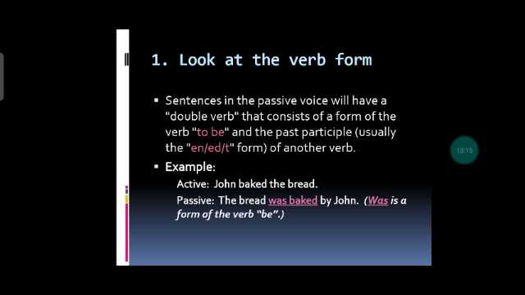For example, John baked the bread. John is the subject, the doer, so this is active. But when I want to change it into passive, I begin with the recipient, the object, which is the bread. But here we have to use the verb to be, is or was or were. Here it's past, so we use was or were. The bread was baked by John. Was is a form of the verb be.